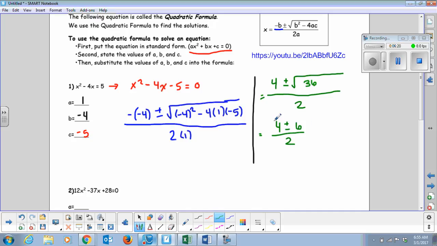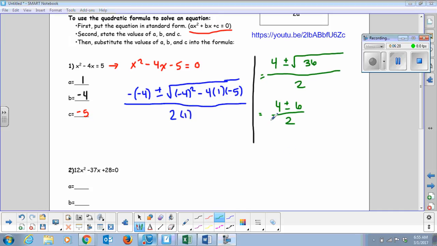Okay, so that's just equal. So now I need to treat this as 2 different problems. So we have plus or minus. The first problem, I'm going to do with the plus. So I'm going to have 4 plus 6 divided by 2 from this one. And then with the minus, I need to do this again. I'm going to have 4 minus 6 divided by 2.